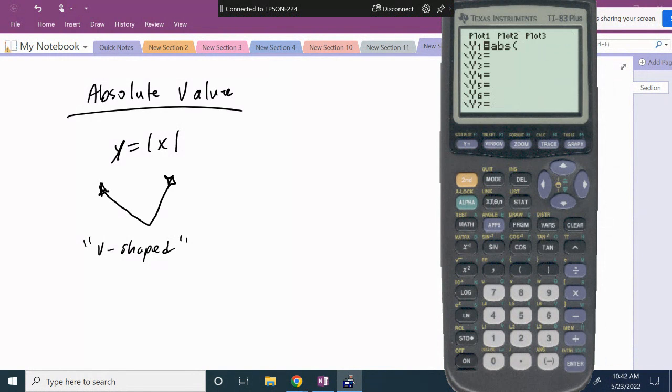So one thing about the calculator, it doesn't actually give us the absolute value bars. We actually get parentheses which alludes to the absolute value bars. So I'm going to put in the variable x. I'm going to close off the parenthesis, which is the absolute value, and I'm going to graph. All right, so notice that it produces a V-shaped graph.